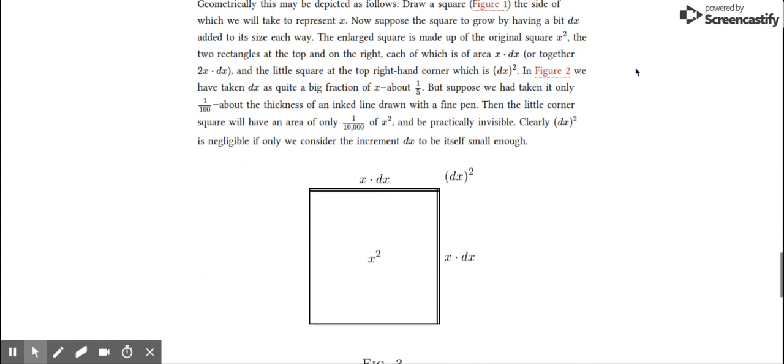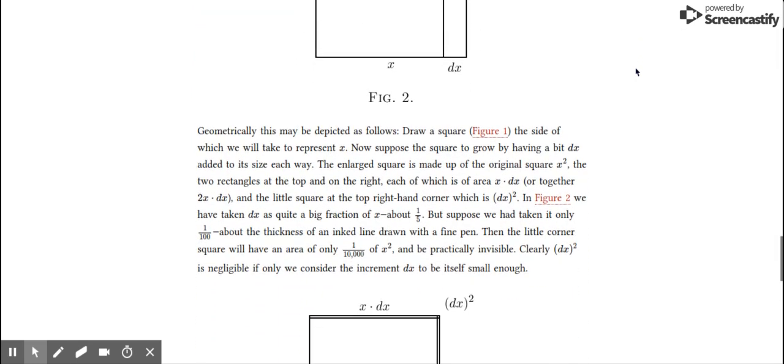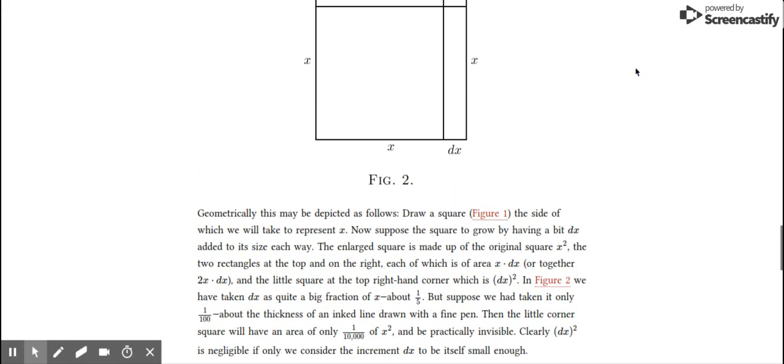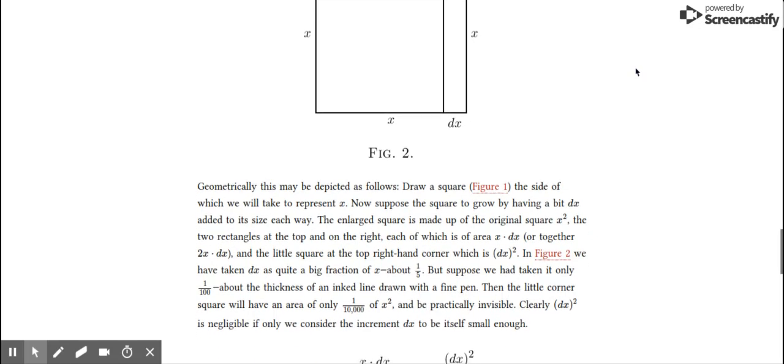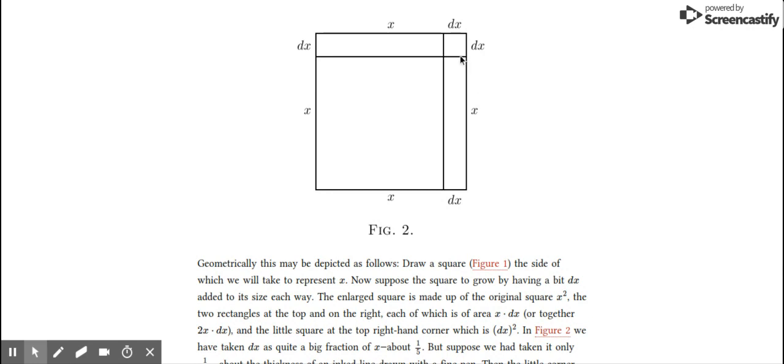Geometrically, this may be depicted as follows. Draw a square, figure 1, the side of which we will take to represent x. Now, suppose the square is to grow by having a bit dx added to its size each way. The enlarged square is made up of the original square x squared, the two rectangles at the top and on the right, each of which is of area x dx, or together 2x dx, and the little square at the top right-hand corner, which is dx squared.